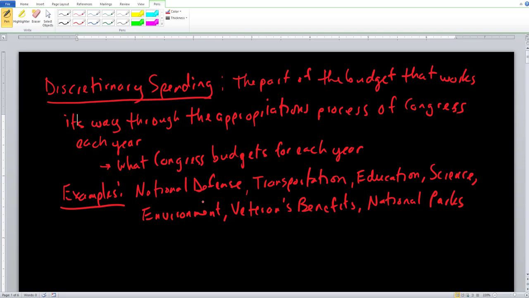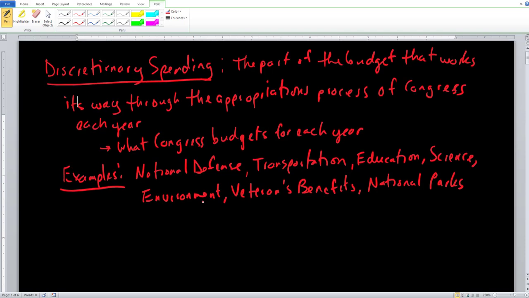So essentially, discretionary spending is the component of the budget that Congress has to budget for every single year. On the second side of spending, we have something known as mandatory spending.